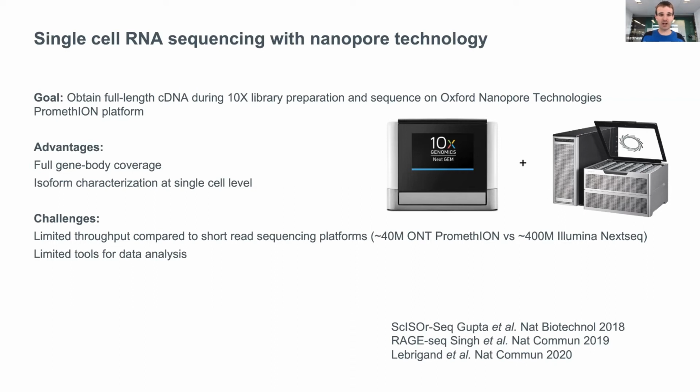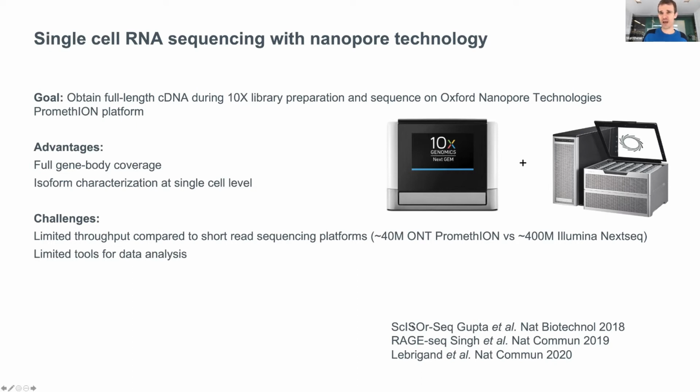Our 10x run on the Illumina NextSeq would typically yield nearly half a billion short reads. But from our nanopore sequencer, it was about tenfold less. So taking that into account, and also the fact that for data analysis, which is obviously our passion, there were fairly limited tools for doing that.